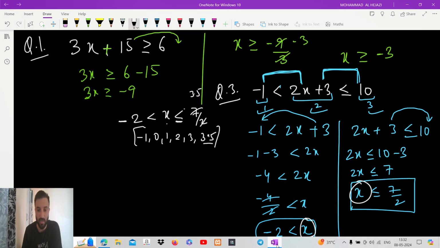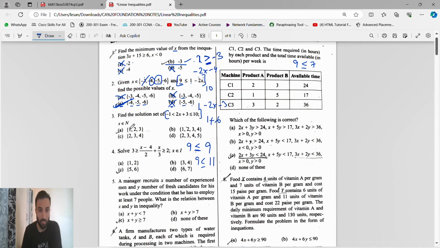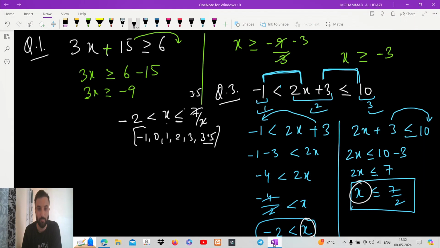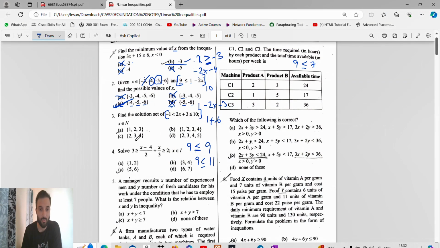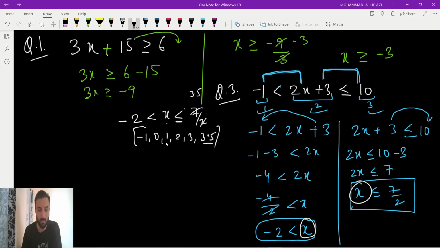So we will see in which options we have these values. 2, 3, 4. 4 is not there. Maximum is 3.5, so 4 is not there. Then 1, 2, 3, 4. 4 is not there. 2, 3, 4, 5 is not there. We will take 1, 2, 3, which is there. Right? 1, 2, 3, see here. 1, 2, 3 is there. That is the answer.